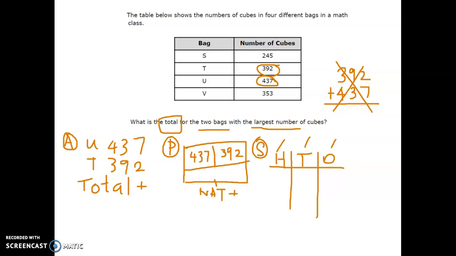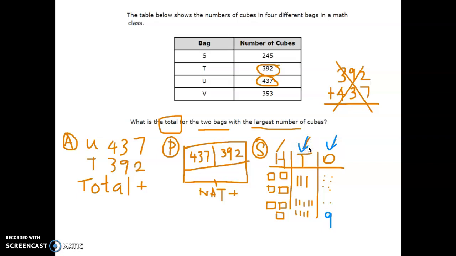For addition, we draw 2 sets of numbers, 437 and 392. We draw both sets of numbers. Now we're going to solve this problem. We look at the ones place first. There are 1, 2, 3, 4, 5, 6, 7, 8, 9 ones together. We cannot make a 10, so the ones place will be a 9.